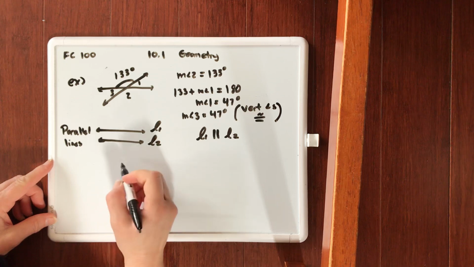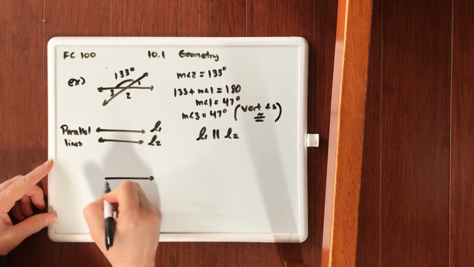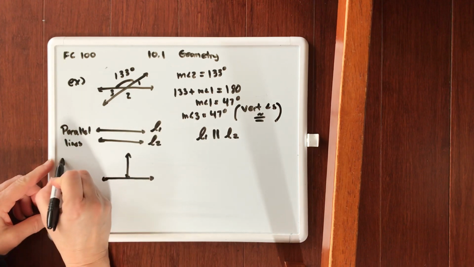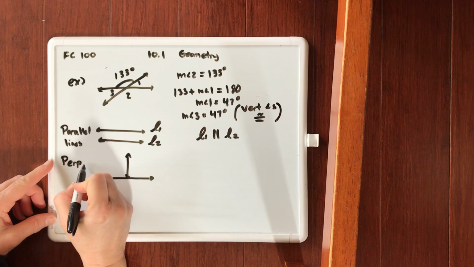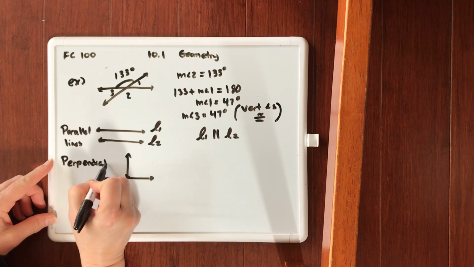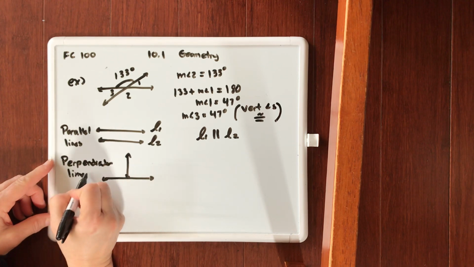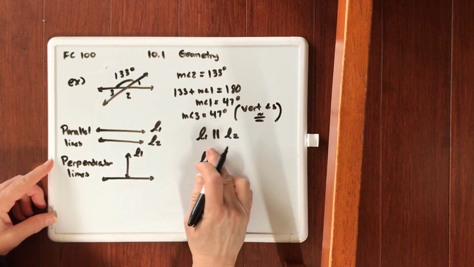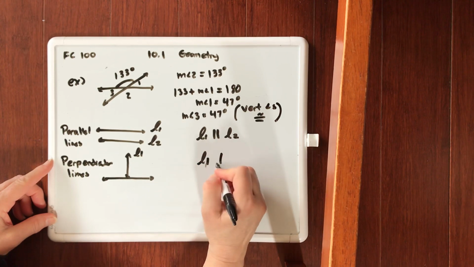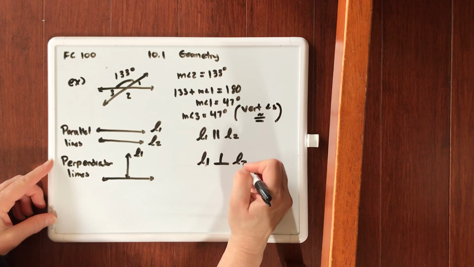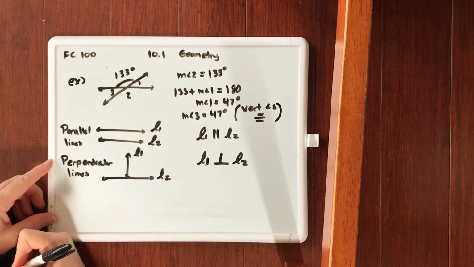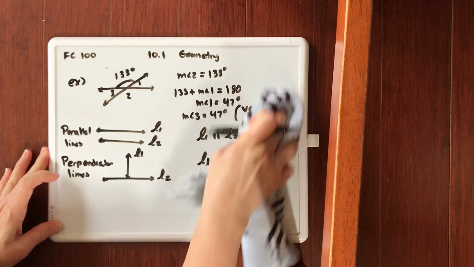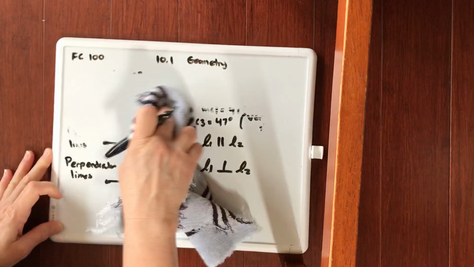Now, if we make perpendicular lines, that's where they intersect at a 90-degree angle. Perpendicular lines. And the shorthand is, if I call this L1, L1 is perpendicular to L2. All right, one more concept to go through, and then I will write down the homework for 10.1.